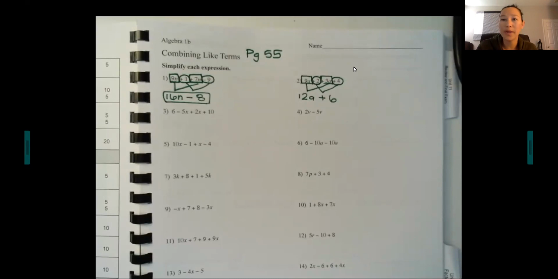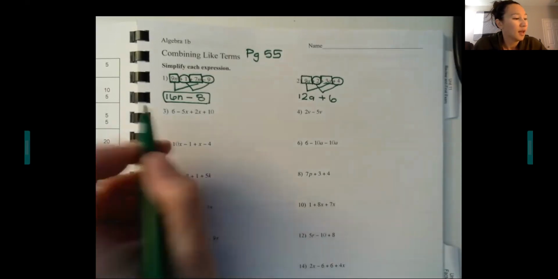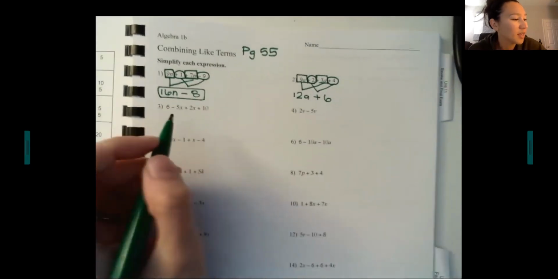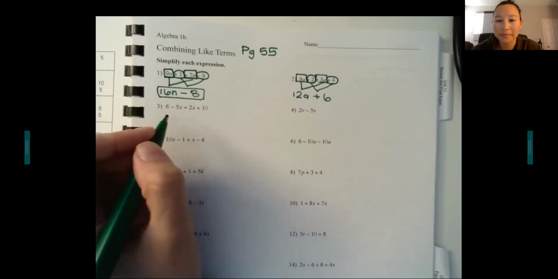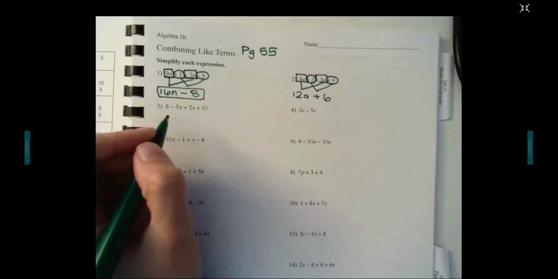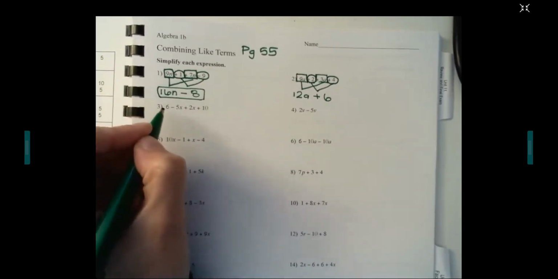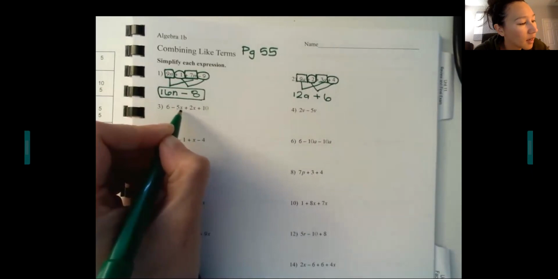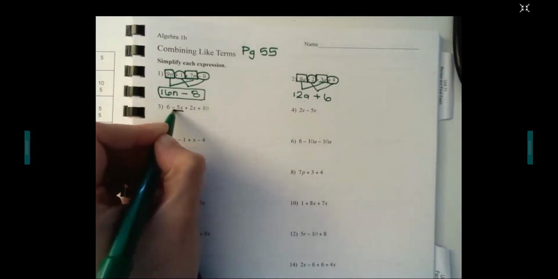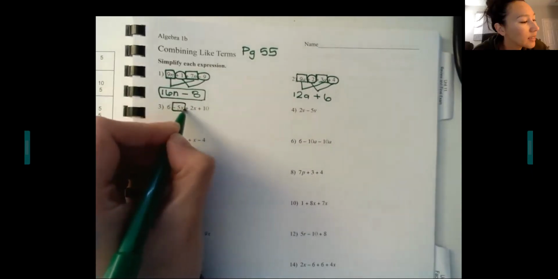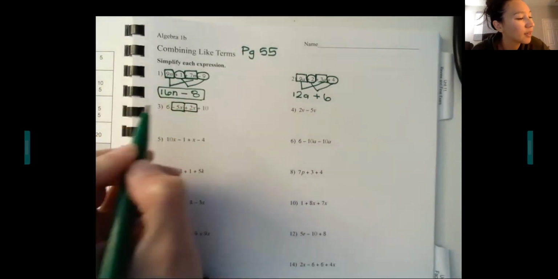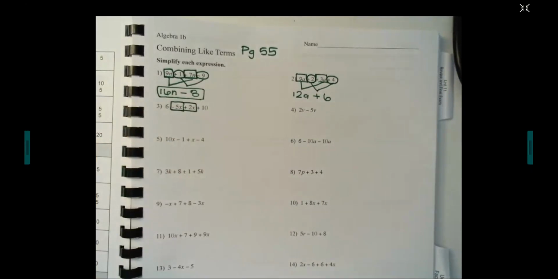So let's start with number 3. Amari, how did you do number 3? What did you circle and box, and then what did you get when you combined? I boxed 5x and 2x. Okay, did you do the negative with the 5x? No. Okay, so you want to make sure because this is a negative 5x that belongs to that. So box that negative with it too. Good.